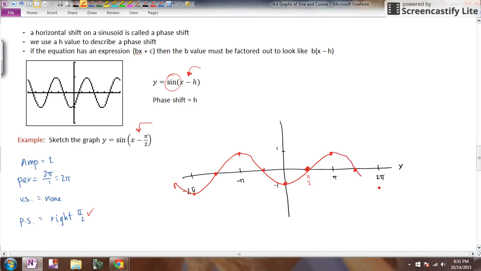Now, somebody might notice that they're like, wait a minute. If I look right here, that looks like it's a negative cosine graph. And that's actually true. The sine graph and the cosine graph are so closely related that you can't actually tell if it's a negative cosine graph in this case, or if it's the sine graph shifted right pi over 2.